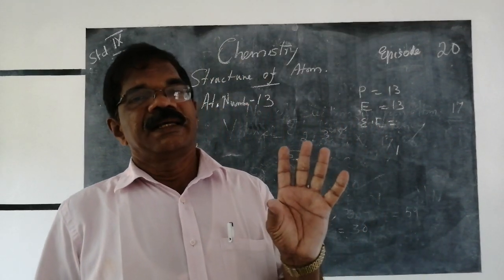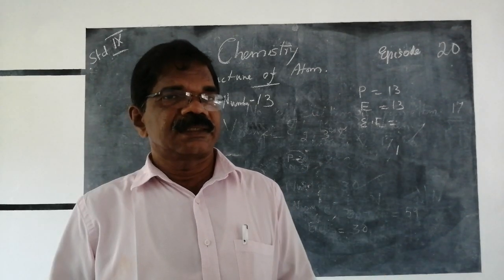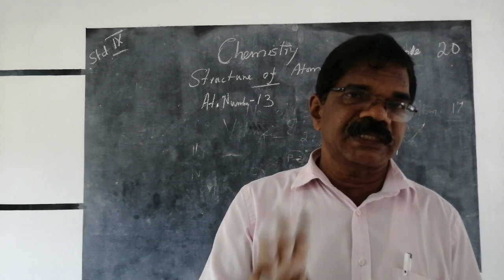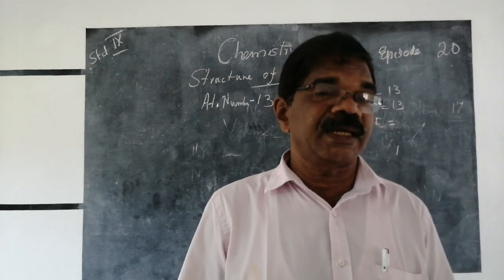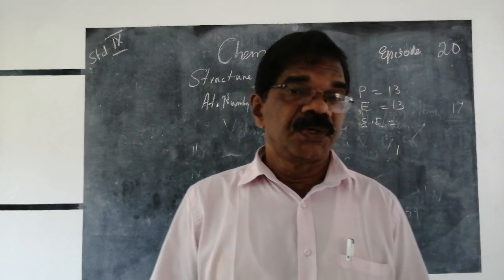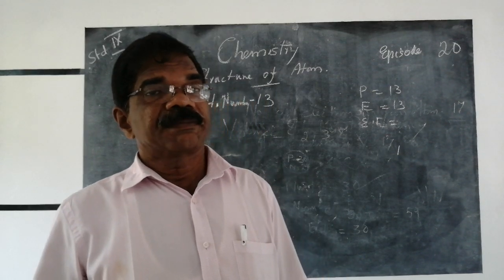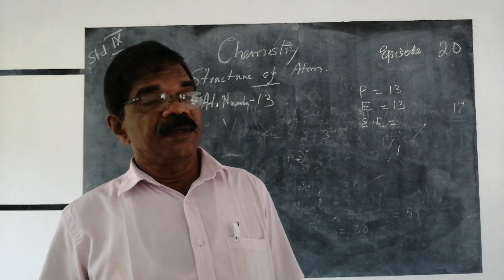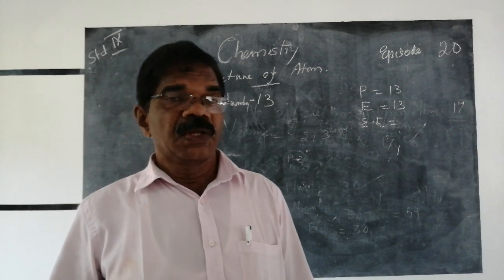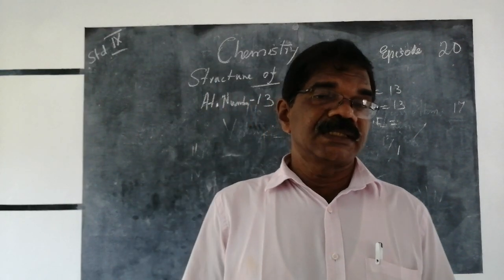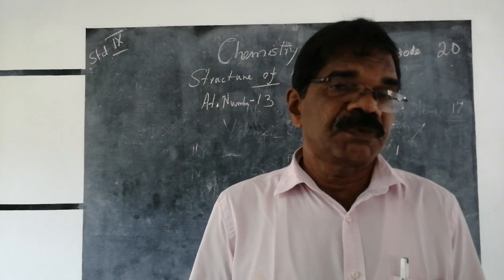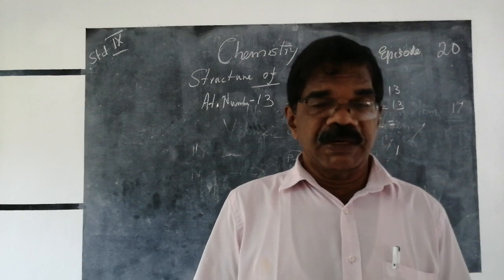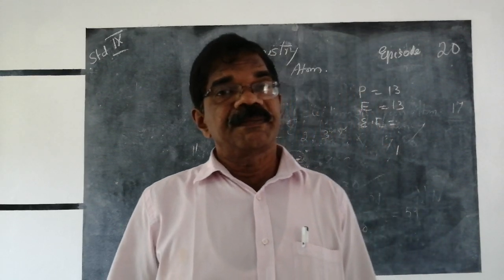First of all, the three fundamental particles that atoms are made up of. Again and again I asked you, what are the three fundamental particles? Protons, electrons, and neutrons. Then you may be asked a number of questions from there. What are the charged particles? Protons and electrons. What is the neutral particle found in the atom? Neutron.